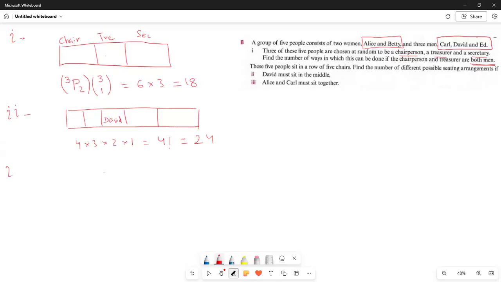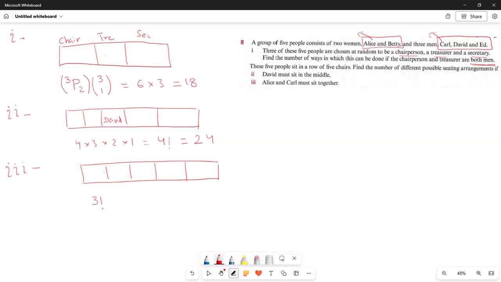And the last part, part 3, is a bit challenging. Alice and Carl must sit together. So out of 5 positions, 5 chairs, 1, 2, 3, 4, 5. Since Alice and Carl want to sit together, let's remove these 2 people from this group. Now I have 3 people, 2 men and 1 woman. So 3 people have to be arranged in the rest of the 3 chairs. That will be 3 factorial, number 1, right?